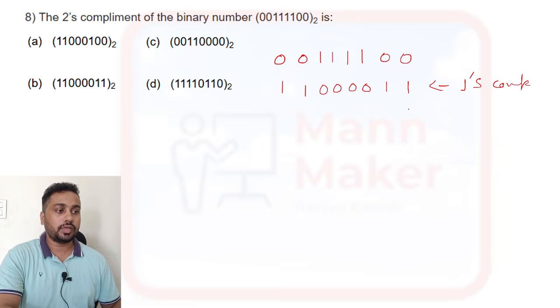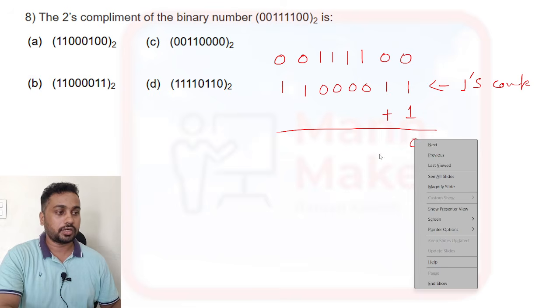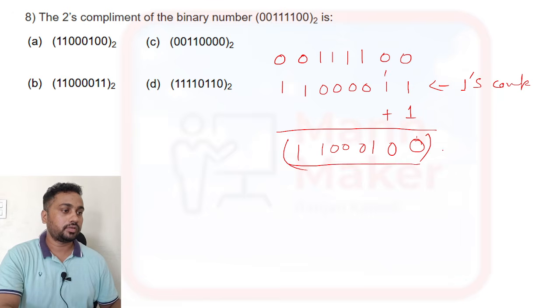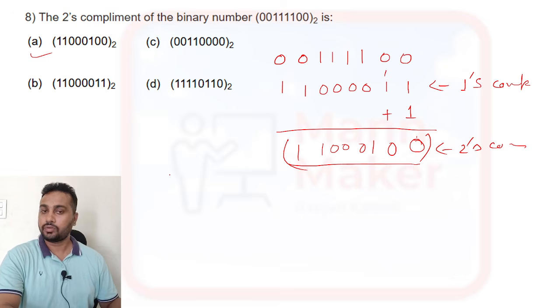Now for 2's complement, we need to add 1. Okay, we need to add 1. So 1 plus 1 is 0 and 1 will go as carry. All right. So 1 plus 1 again it is 0. Then 1 we have carry. Then the rest you need to write like this. So this is your what? 2's complement. All right. And this is matching with your option A. So option A is your right answer.